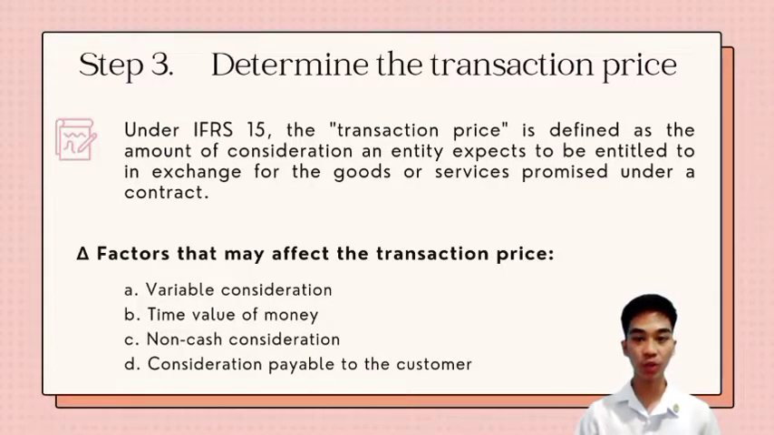And now, let's continue to the third step in the revenue recognition model, which is the determination of the transaction price. So, ano ba muna yung tinatawag o sinasabi natin na transaction price? Under IFRS 15, the transaction price is defined as the amount of consideration an entity expects to be entitled to in exchange for the goods or services promised under a contract. Meaning, the transaction price is the amount of consideration an entity expects to receive for the transfer of goods or services to the customer. The amount can be fixed, variable, or a combination of both.